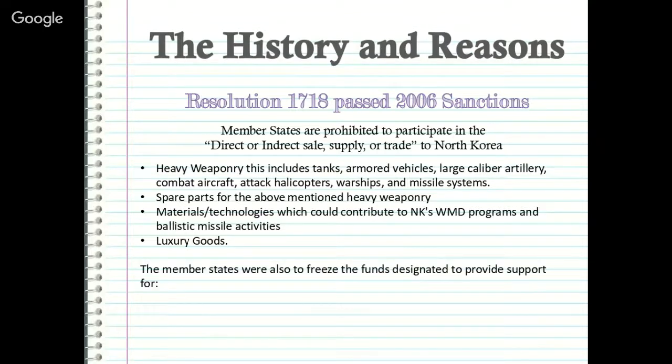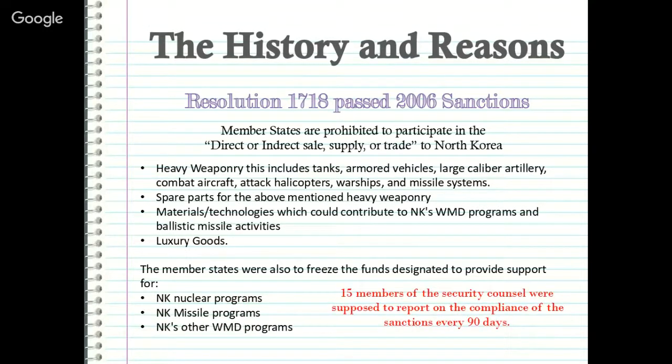The member states were also to freeze the following funds that were going to provide support for the programs you see popping up on your screen. The 15 members of the Security Council were supposed to report on the compliance of the sanctions every 90 days.